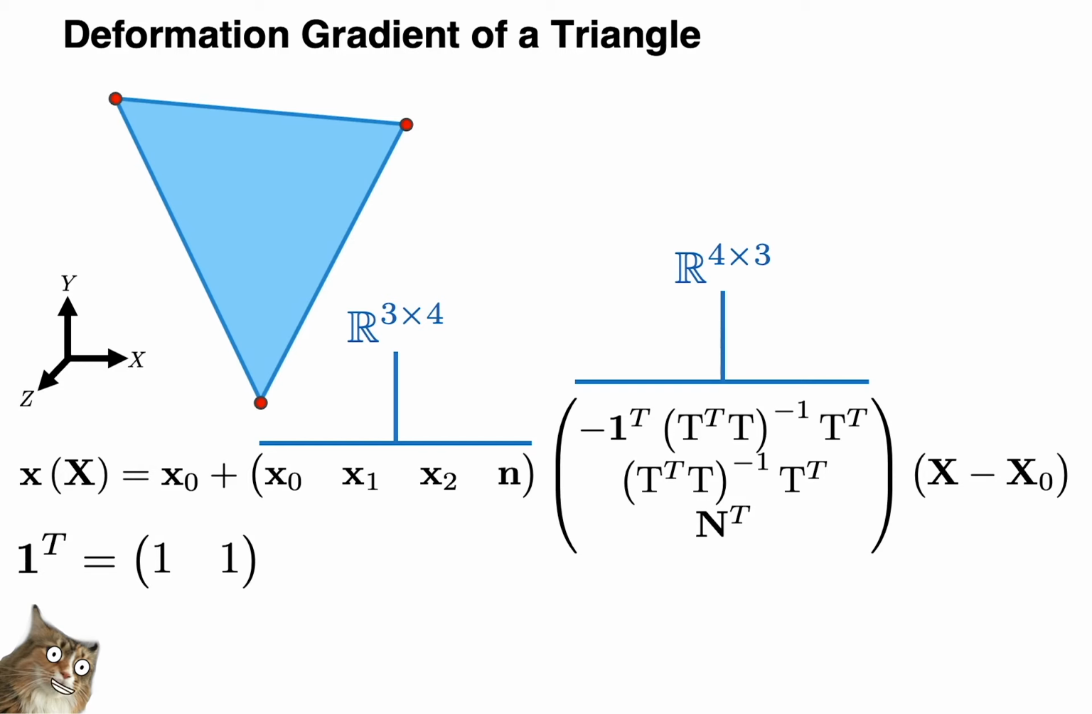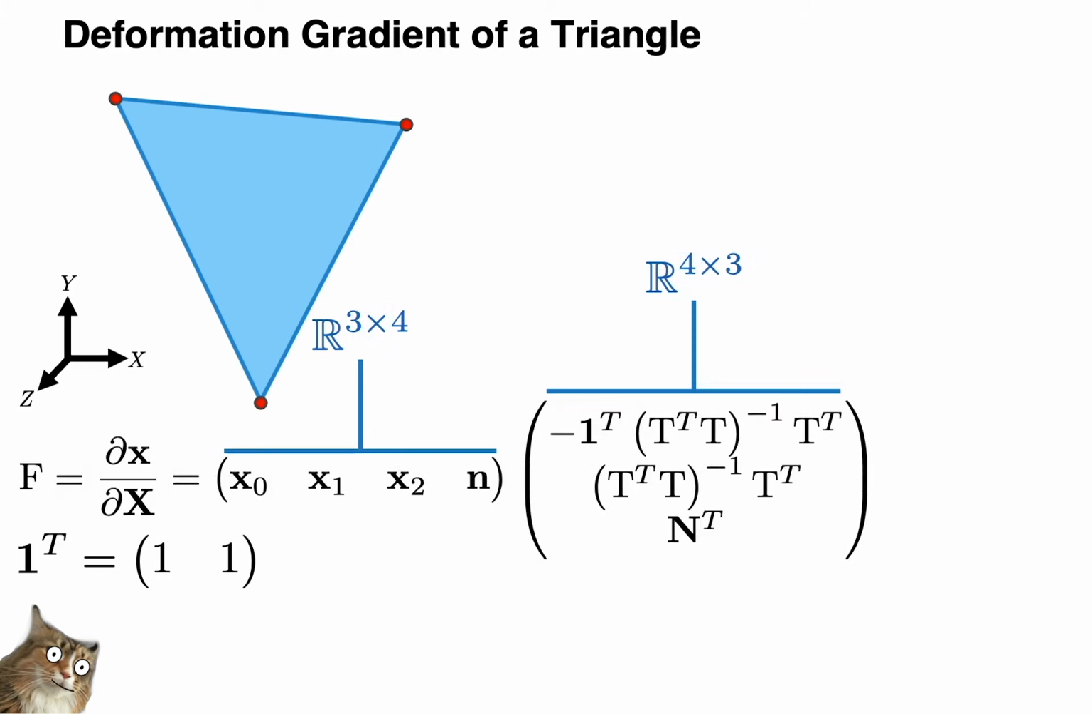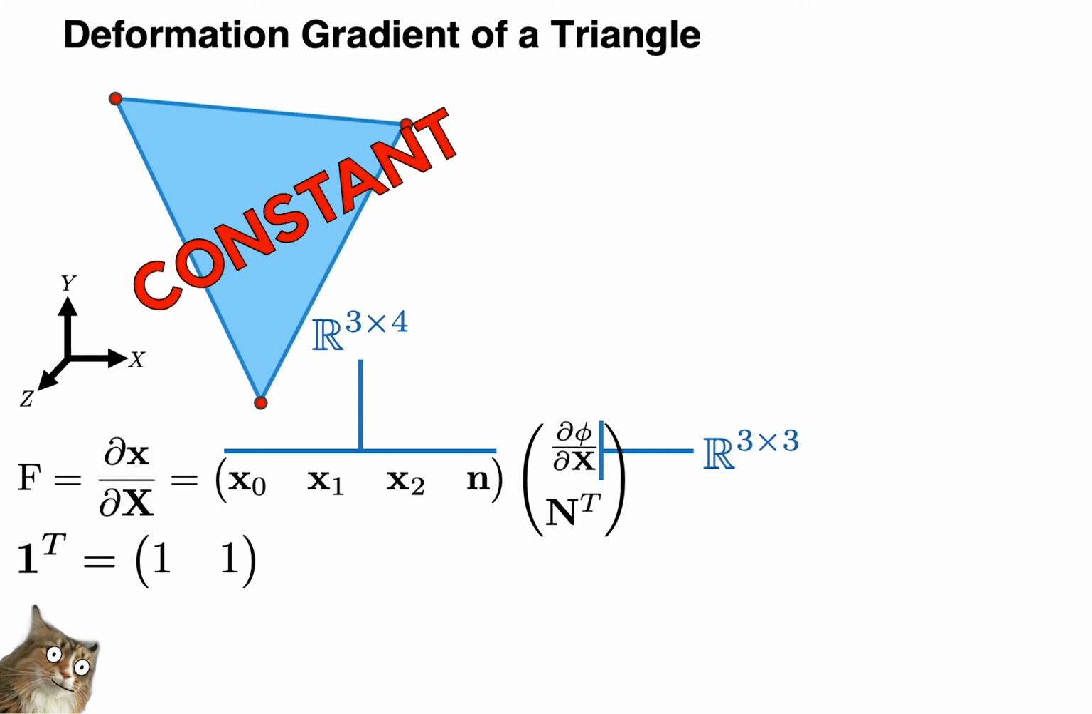Taking the derivative with respect to capital X gives us an explicit formula for the deformation gradient, which is actually pretty elegant. The linearity of the world space mapping with respect to capital X means that this deformation gradient has the nice property of being constant inside a triangle. We can compress the notation a bit more by noting that a large portion of our second matrix is really just the gradient of our shape functions with respect to the reference coordinates.